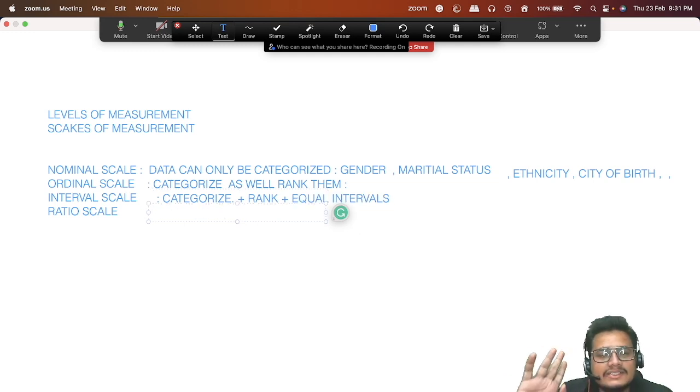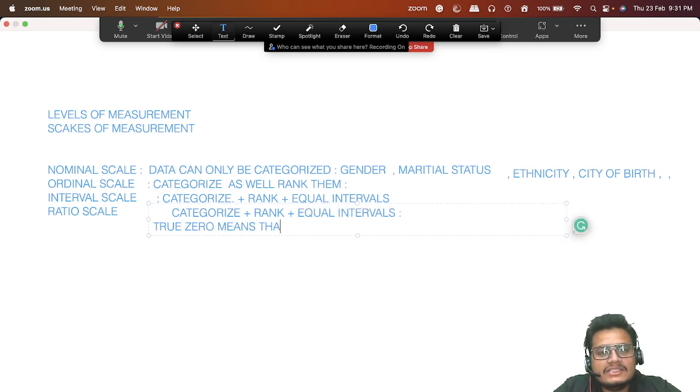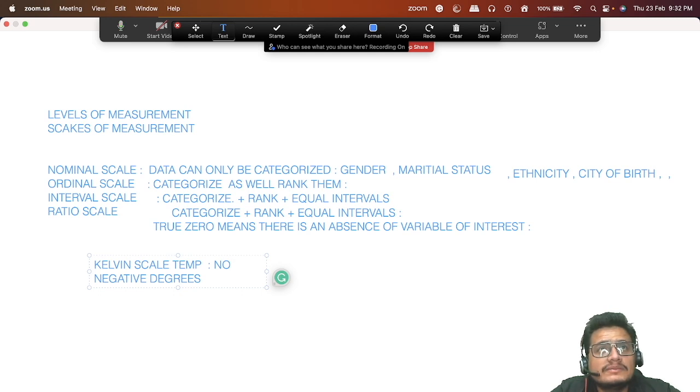Now ratio scale and interval scale are 99% exactly the same. We have just one difference. In ratio scale you can also categorize plus rank plus make equal intervals, but in the ratio scale there is a zero value as well. So in the ratio scale we have a true zero. It means that there is an absence of the variable of interest. Example, height, age or weight. Example, Kelvin scale: I am comparing interval and ratio scale here. In the Kelvin scale we have no negative degrees, right? It can minimum have a zero. It means absence of thermal energy.